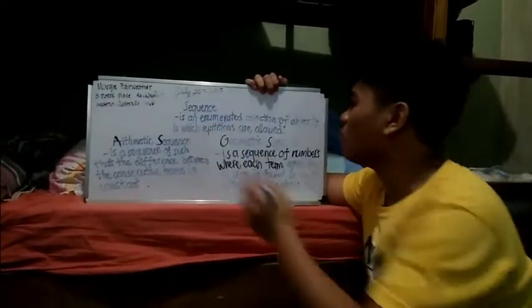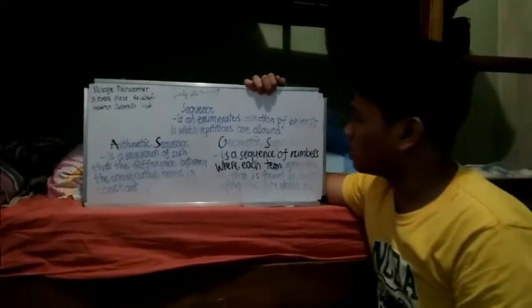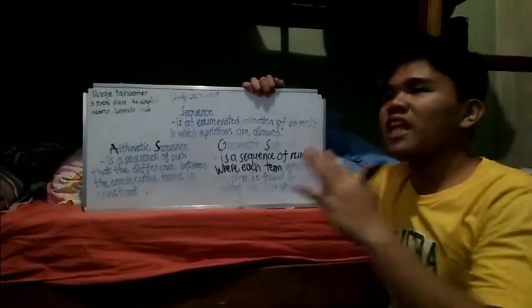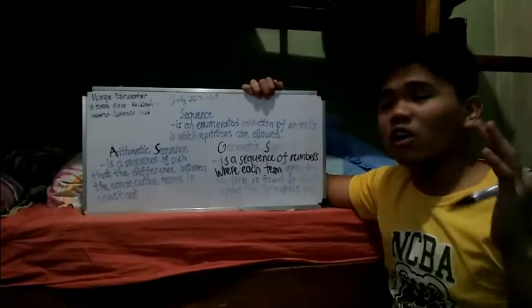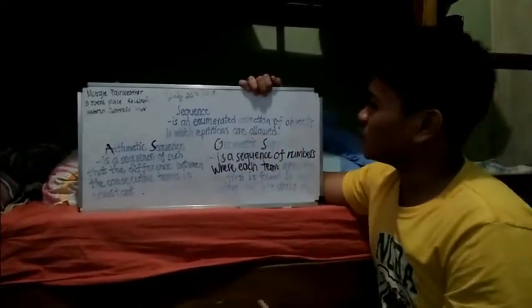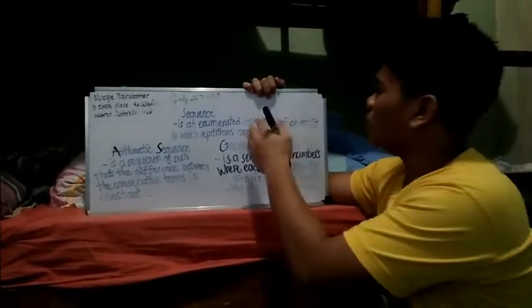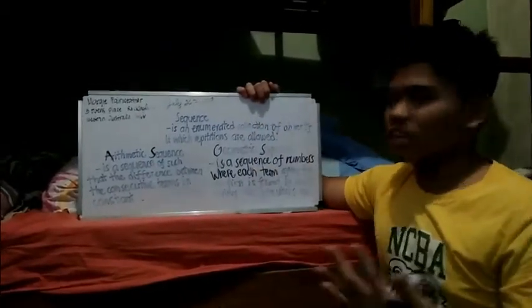First, what is a sequence? A sequence is an enumerated collection of objects in which repetitions are allowed. So basically, it's just like sets. Sets are collections of objects or numbers. Just like a sequence, repetitions are allowed, and it is an enumerated collection of objects and numbers.